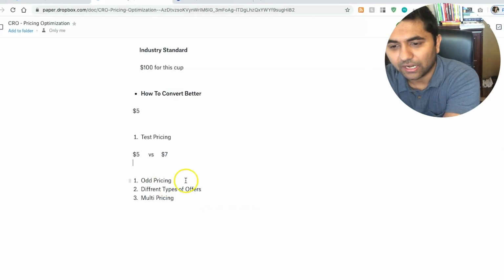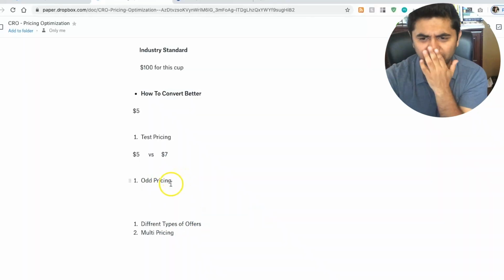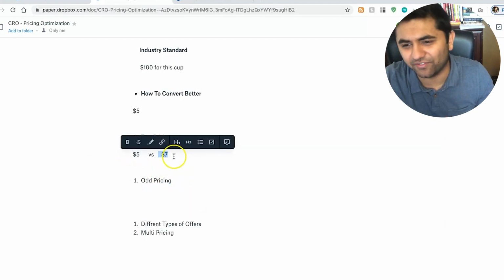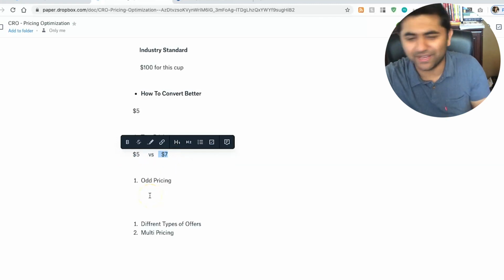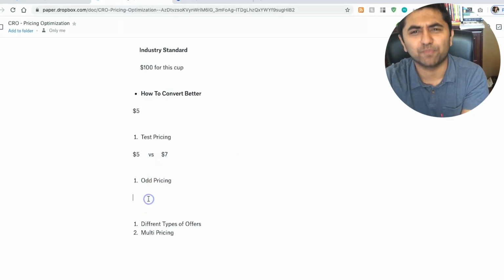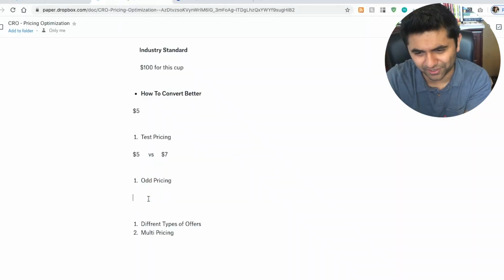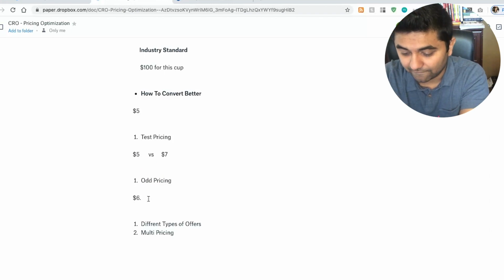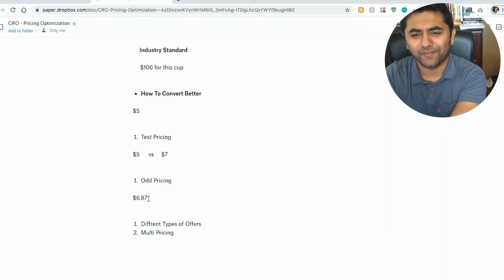Now, number 2, odd pricing. I'm thinking, okay, $5, but I do want to sell it for $7, because the math proved that I can make more money if I charge people $2 more than my initial price of $5, right? And I'm thinking, I can do that, but how do I do that so people don't feel like they're paying $2 more? Here's what you're going to do. You're going to charge people $6.87.